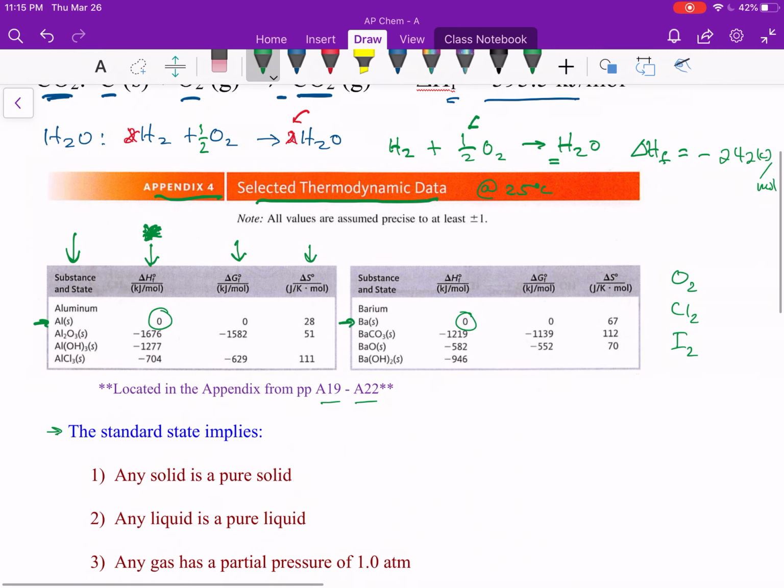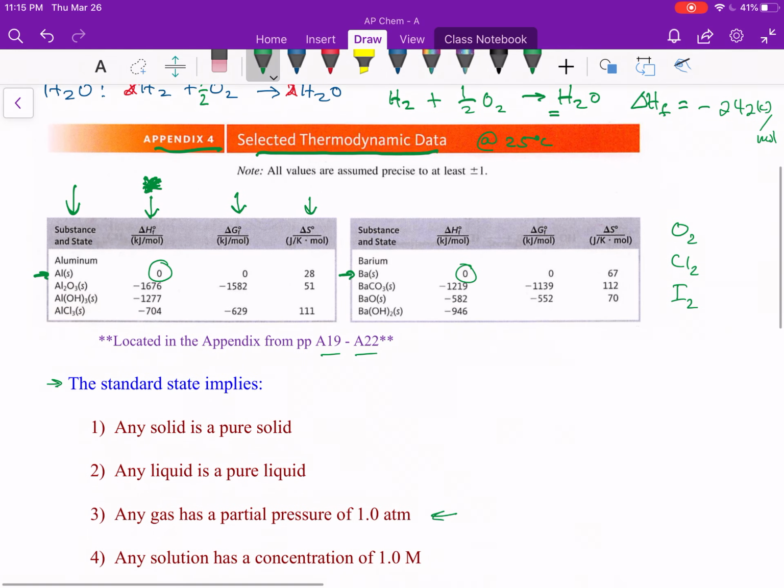If I have a gas, that gas is assumed to be at a partial pressure of 1 atm. So if I have oxygen gas in its standard state, then its partial pressure will be 1 atm. And if I'm dealing with a solution, like we will be at some point, in their standard state we're assuming 1 molar. So, no big surprises, but if things are in their standard state, these are the things that we assume.